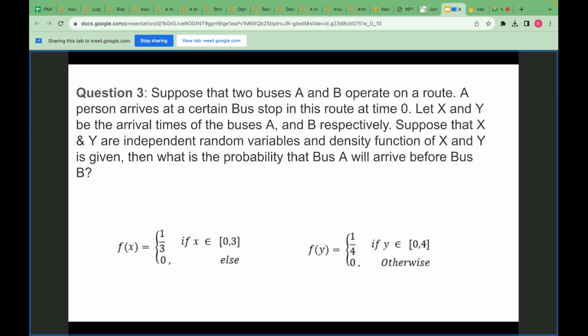So this is an interesting question. So here we are supposing that there are two buses A and B which operate on a route. A person arrives at a certain bus stop on this route at time t equals 0. Now let x and y be the arrival times of buses A and B respectively. Suppose that x and y are independent random variables and the density functions of x and y are given in these two expressions. Now we need to find the probability that bus A will arrive before bus B.